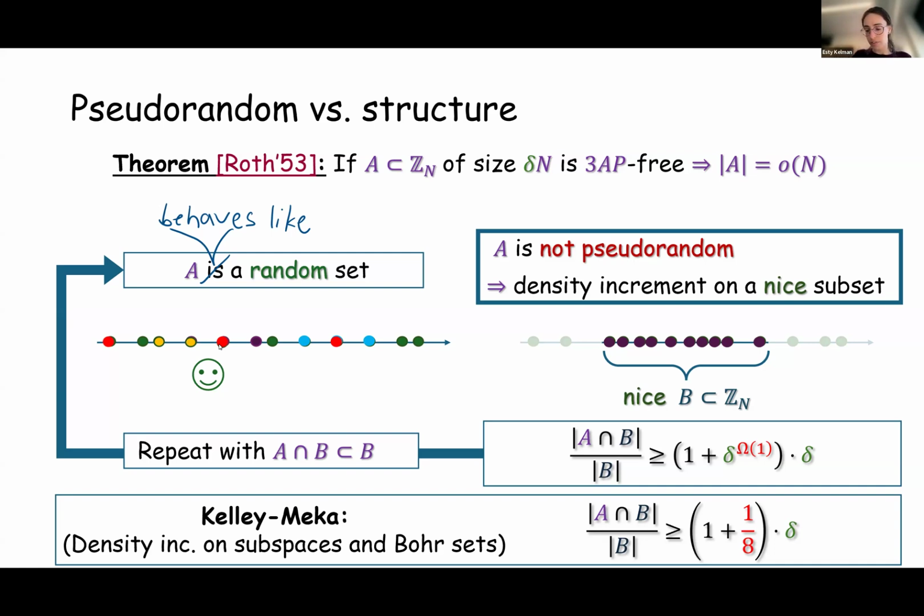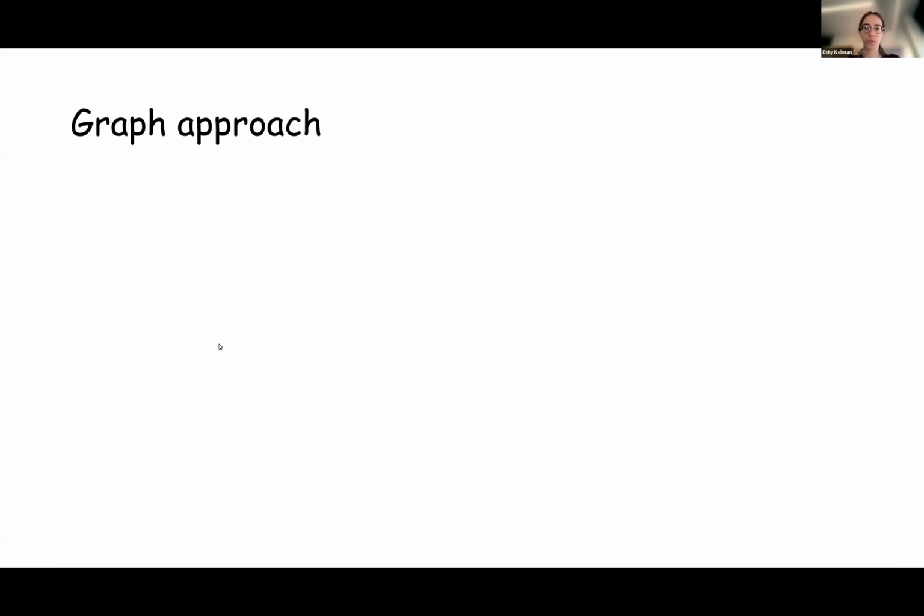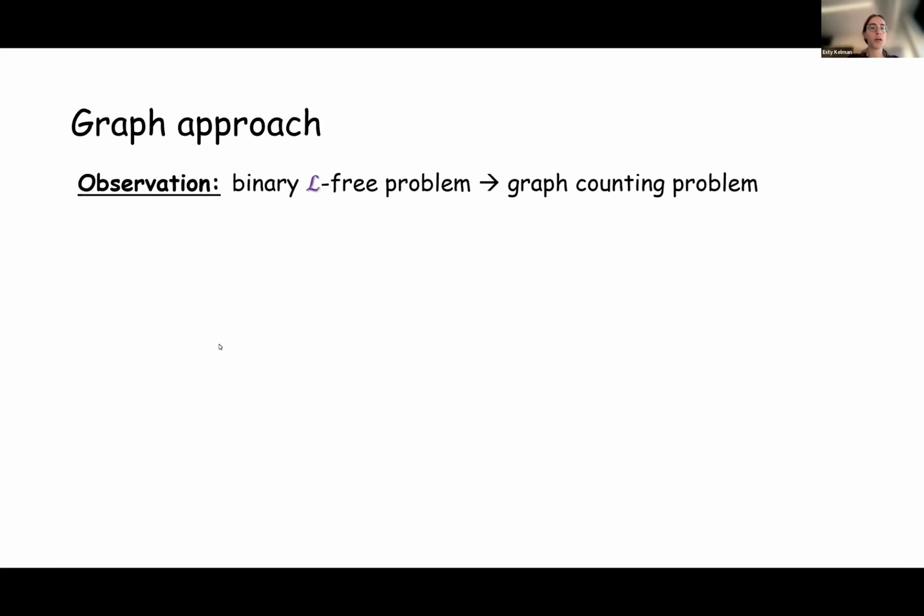This goes through graphs. This already was in the proof by Sam, where he used the triangle removal lemma. So let us see the graph approach to this problem. I want to show that every L3 problem for binary systems can be converted to a graph problem. Let's do 3AP as an example, and this works for every binary system.